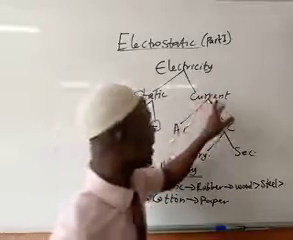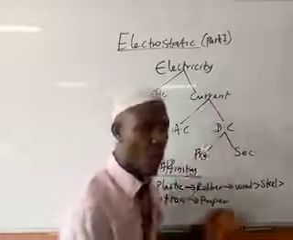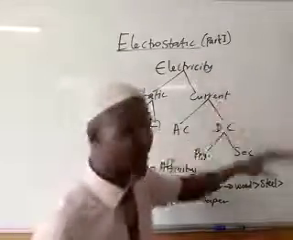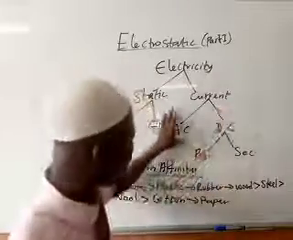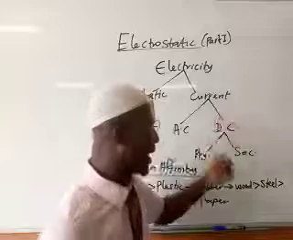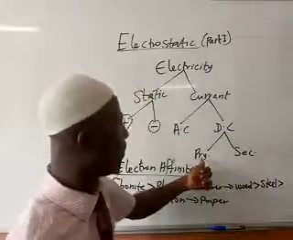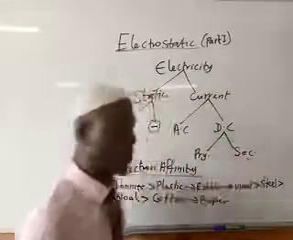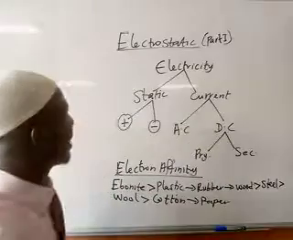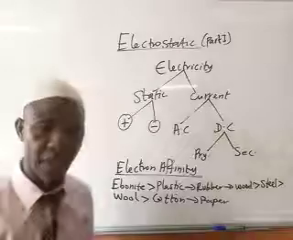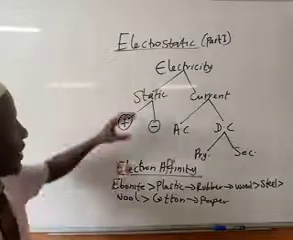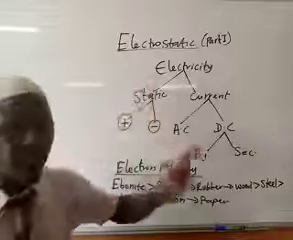Then the second one is current, which moves from one point to another. Current can be generated in two ways, either from alternating current or from direct current. Direct current can be from a primary source or a secondary source. For the sake of today's topic, electrostatics, the study of electricity at rest, we are going to base it on the study of charges.